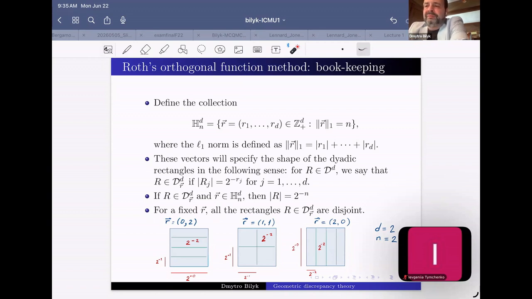So this is in the simplest possible case, d is equal to 2, we're on the square, n is equal to 2, right? So you're looking at dyadic rectangles of area 1/4. There are only 3 possible shapes. Right? So there are 3 vectors that we can have with this property. If n is equal to 2 and d is equal to 2, we have (0, 2), (1, 1), and (2, 0). Okay. And these are the shapes that you get for those cases. Is this clear? I hope this is clear. Okay. All right.